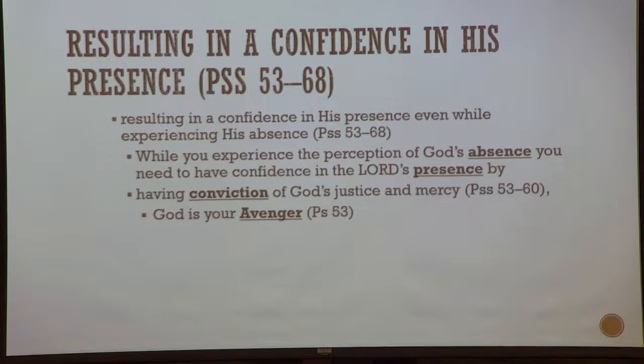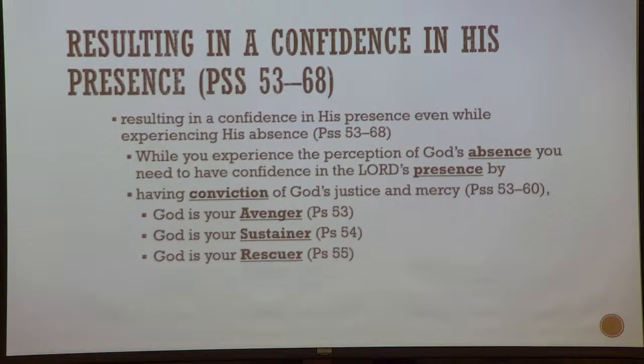But in Psalm 53, you see God as your avenger, or the one who takes action on behalf of his people, because there we see in Psalm 53 that the people are being consumed like bread. But God scatters the bones of him who encamped against his people. Psalm 54, God is your sustainer, the one who is the helper. Psalm 54, verse 4: "Behold, God is my helper. The Lord is among those who sustain my soul. He will return evil to my foes; destroy them in your truth." Psalm 55, he's the rescuer, the one who comes and provides that rescue on behalf of David.